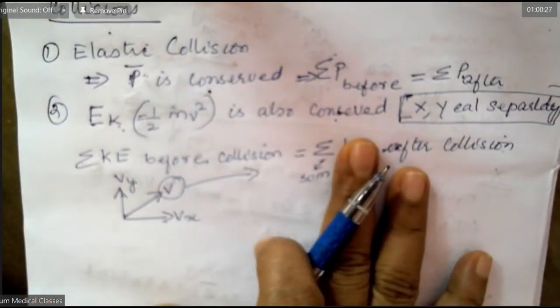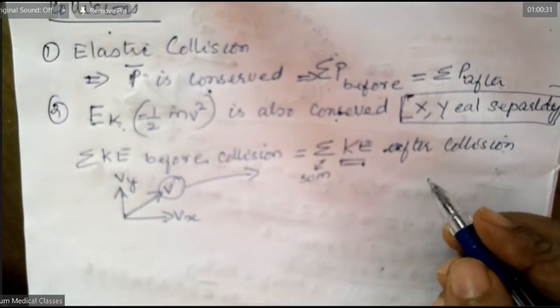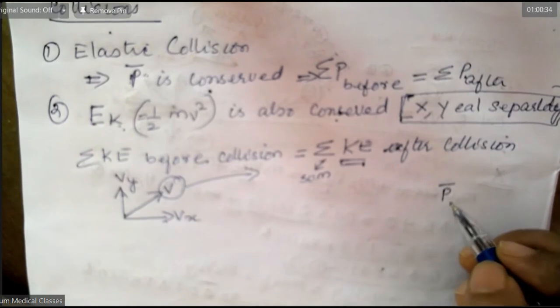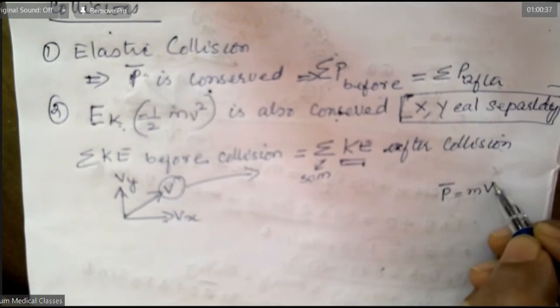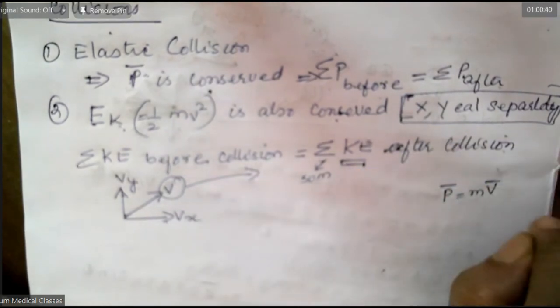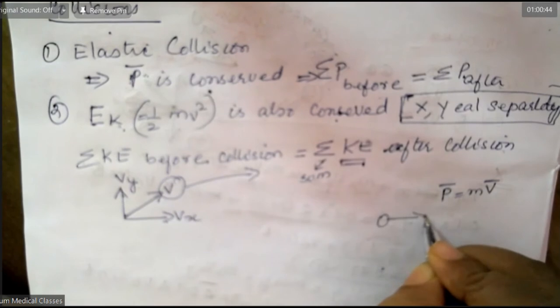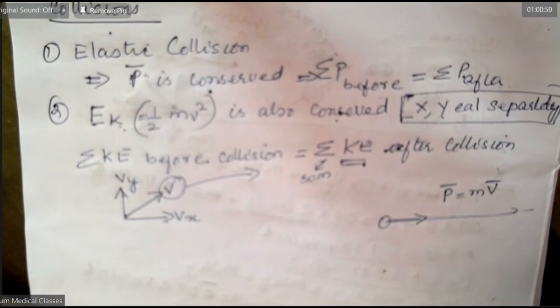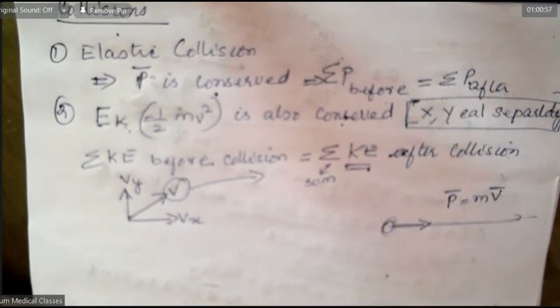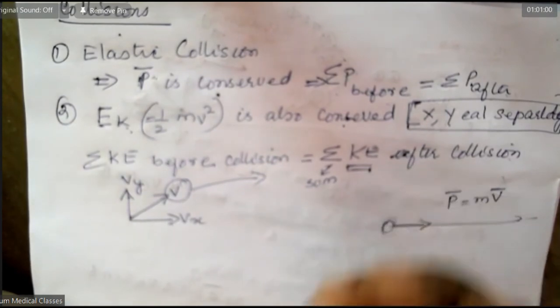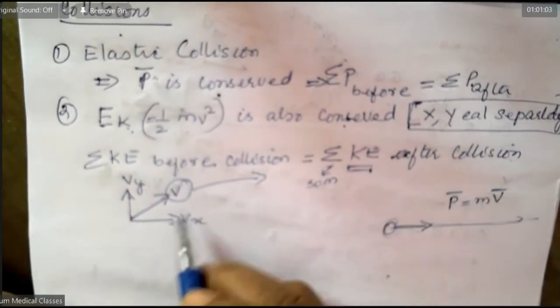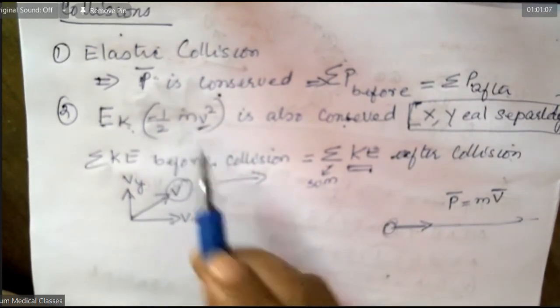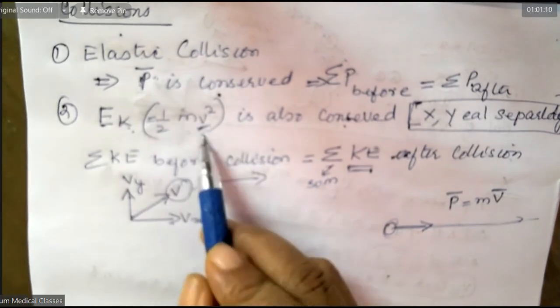Energy is a scalar quantity. Momentum is a vector quantity because it has velocity, and velocity is a vector quantity. Momentum is in a certain direction. If the object is moving in this direction, it has momentum in this direction only. But kinetic energy does not have direction. It's a scalar quantity. You want to know how much energy it has, that's all. Even though it has V, it is the speed that we are talking about, not the velocity.